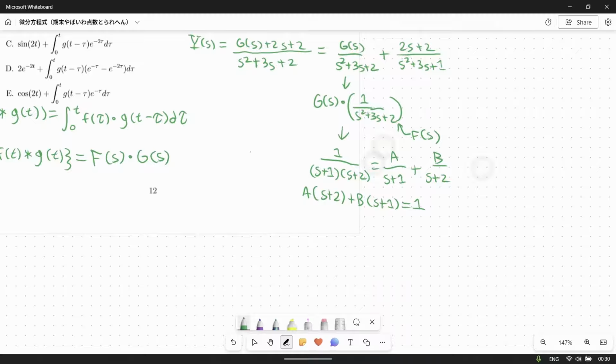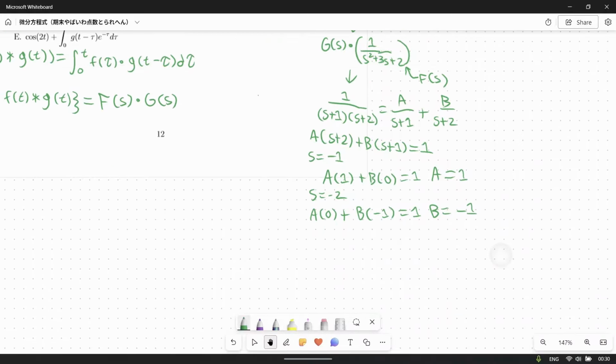So we can start with a test s value of s is equal to -1. That's going to cancel out b. And so you'd end up with an equation of a times 1 plus b times 0 is equal to 1. And then we can say that a is just going to be equal to 1. And then for our next test value, we can say s is equal to -2. And in that case, that's going to cancel out a, and you'd end up with a times 0 plus b times -1 is equal to 1. And then we can say that b is going to be equal to -1.